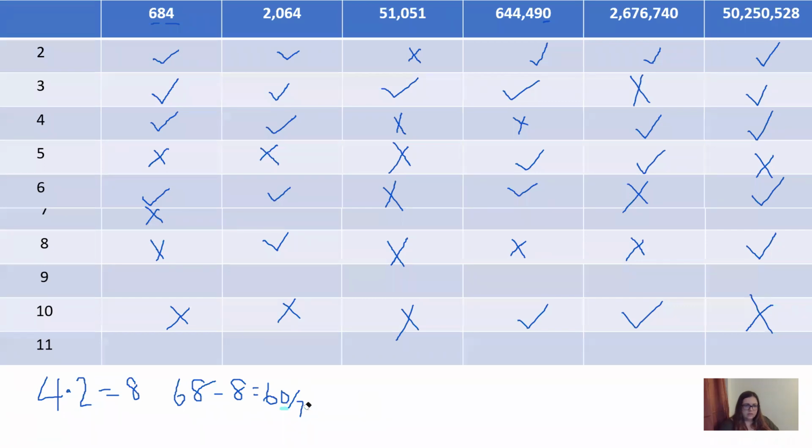Let me erase this. I'm going to show you one that is. I'm going to tell you right now, this one's not divisible. So this number, 51,051.